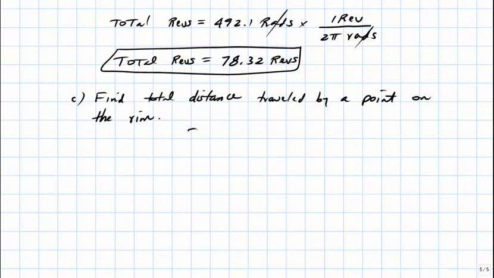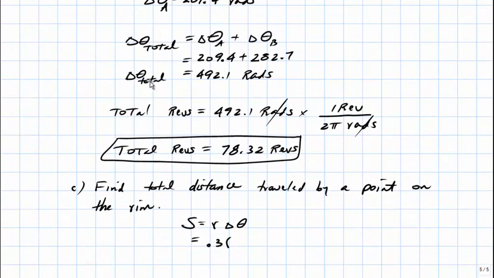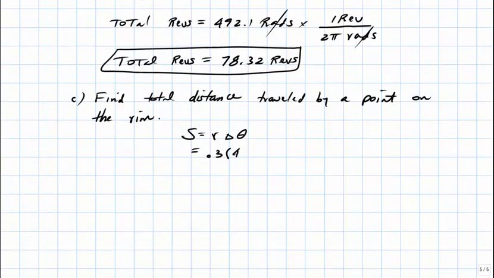Once again, S just equals R times delta theta. The radius was given as 30 centimeters, which was converted to 0.3 meters. And we just found the total angular displacement, and we have to enter the radian version into this equation, right? Revolutions are not appropriate. And so we'll enter 492.1. And as a result, the total distance equals 147.6 meters.